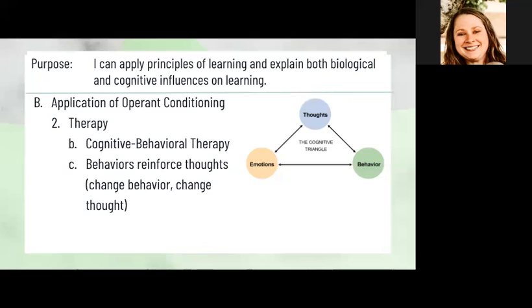Okay, so what we're looking at here is that if we can change the behavior, we can ultimately change the thoughts. So change the behaviors of actually you have to take the test, or you're going to do this to study, and then you're going to be like, hey, I actually did do better than what I thought, and then it changes the thoughts.